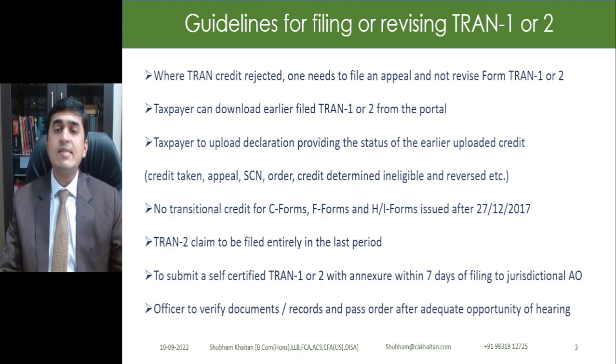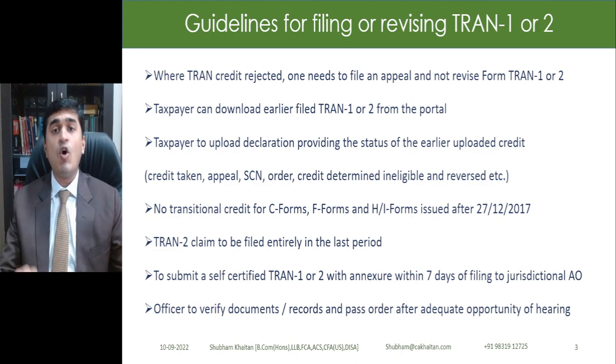Also, they can submit a self-certified TRAN 2 and TRAN 1. So whatever transitional credit is there, they need to submit a self-certified transitional credit form along with that annexure before the jurisdictional officer within 7 days of filing. So whatever has been filed, that needs to be given physically to the officer within 7 days. Thereafter, the officer can ask for relevant documents, records, returns, as the case may be, for verification of that credit.